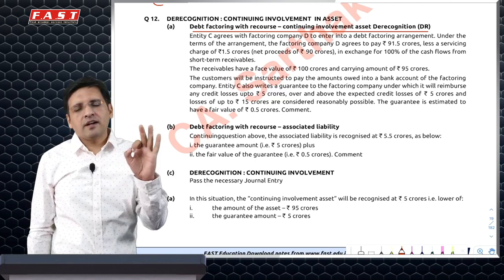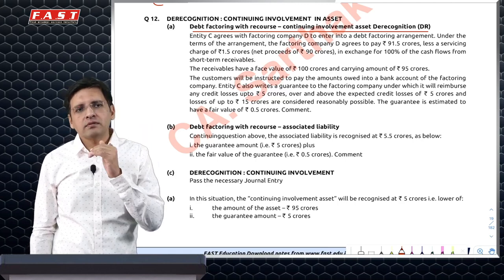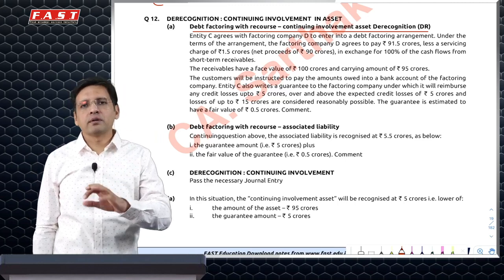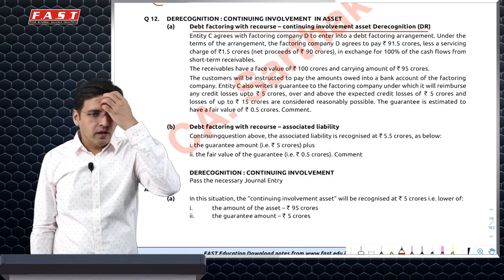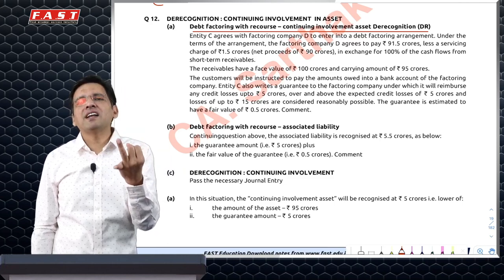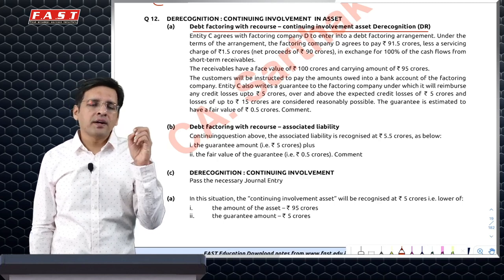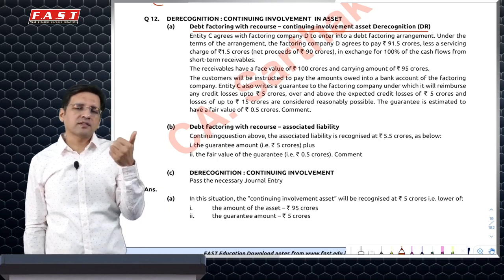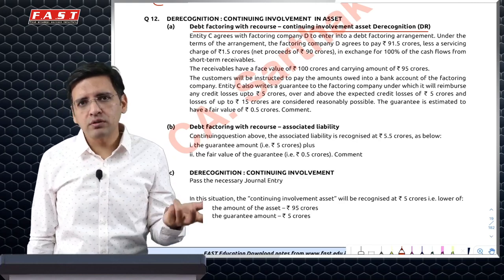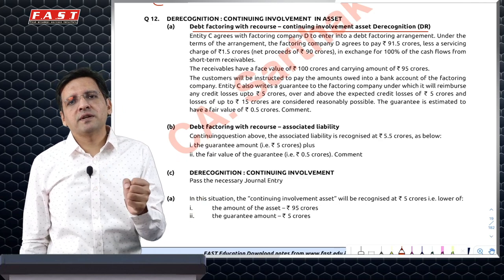This is complete derecognition. But then the factor may say that, see, if bad debts happen up to an amount of 20 rupees, you'll have to bear. Beyond that, don't bear it. So that means here, I have lost control, but I still have some involvement in the asset. Derecognition principle says that when you have transferred the risk and rewards, but you've also retained it to some extent, and the control is lost, in such case, there's a very special accounting that you do.